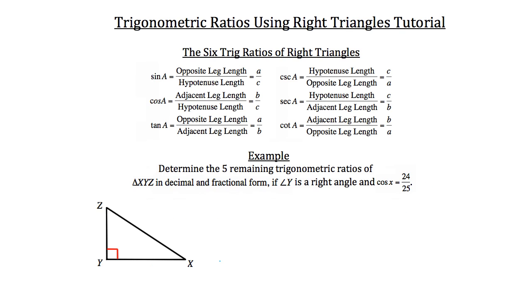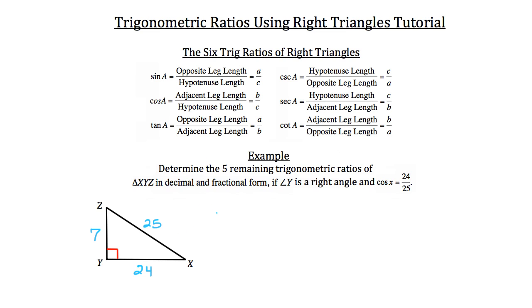So we can plug those in now in relation to angle X. So our adjacent is 24, and our hypotenuse is 25. Now if you remember your Pythagorean triples, this is a 7, 24, 25. So this side over here, side YZ, has a length of 7 units. So we've got one of our trigonometric ratios. We want to solve for the missing 5.